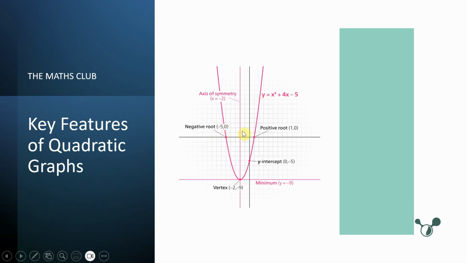This is the y-axis, this is the x-axis. So this way it crosses the x-axis. You can see the x value here is -5, and the x value here is 1. You can see that at y is 0, x is -5 or x is 1. Just like when you solve a normal quadratic equation, you have two roots. You say x is equal to -5 or 1.